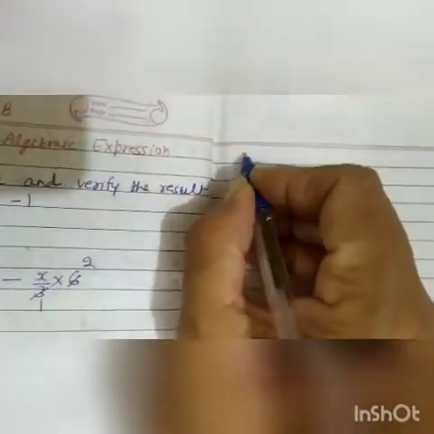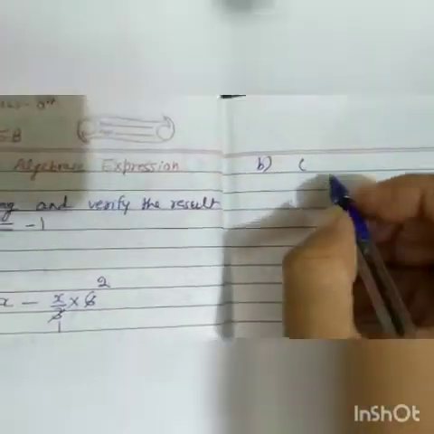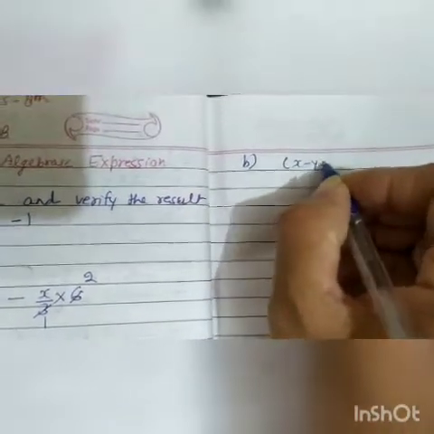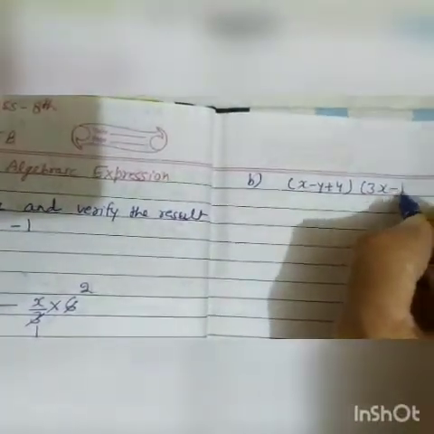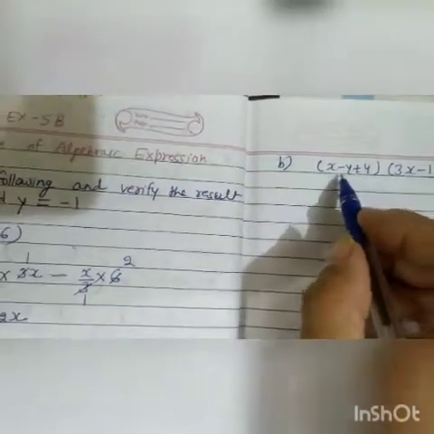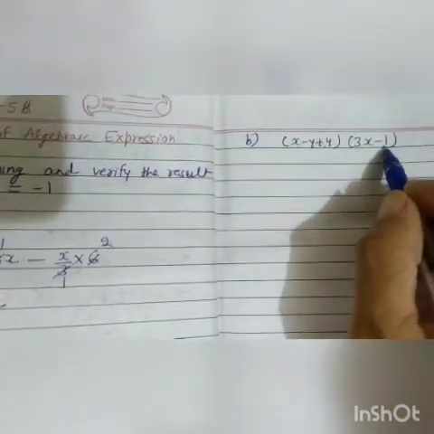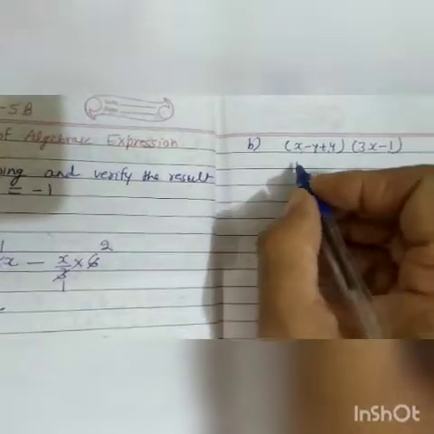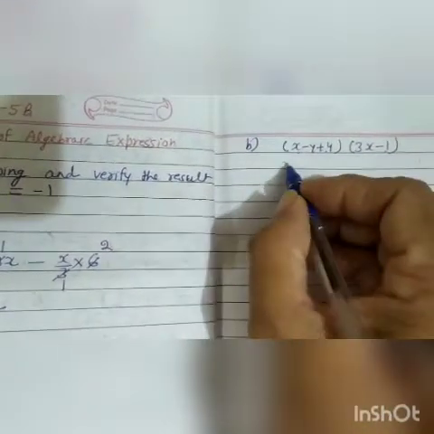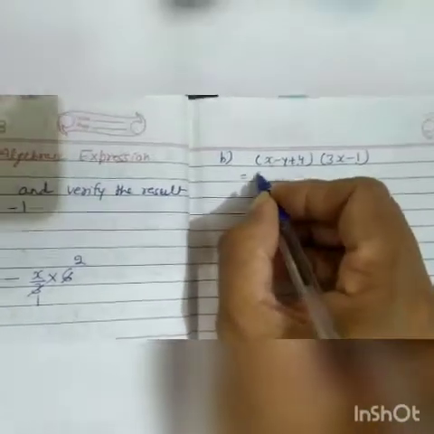Now come to its B part. Its B part is x minus y plus 4, then 3x minus 1. Here the first algebraic expression is a trinomial and the second is a binomial. So again we will multiply this trinomial by the binomial. How will we write? Suppose first I am writing the binomial.